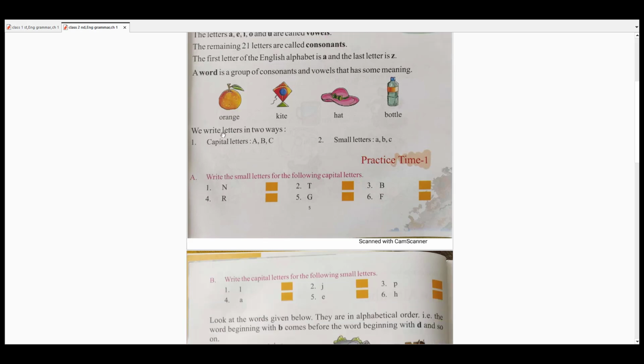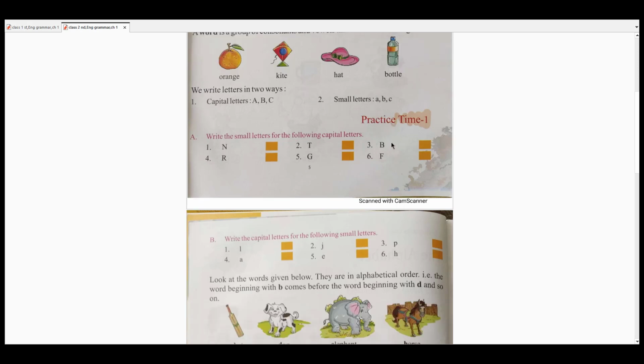Let's go further. We write letters in two ways. We have two types of letters in English alphabets. The first one is capital letters and the second one is small letters. Capital letters are capital A, B and C. You write these letters like this. You can see my cursor, right? You have to write them like this. The second one is small letters. This is the format of writing small letters: small a, small b and small c.